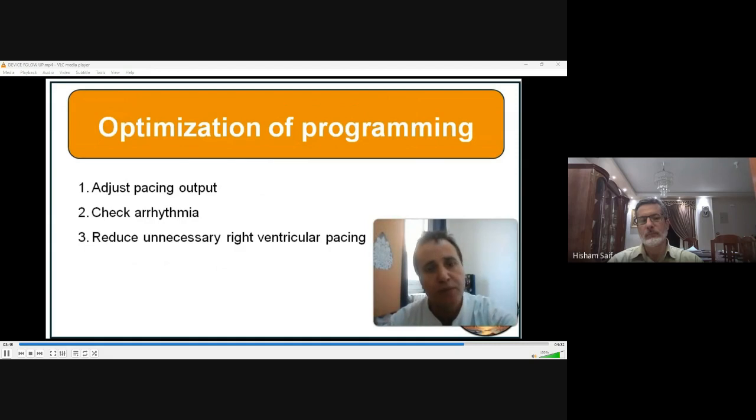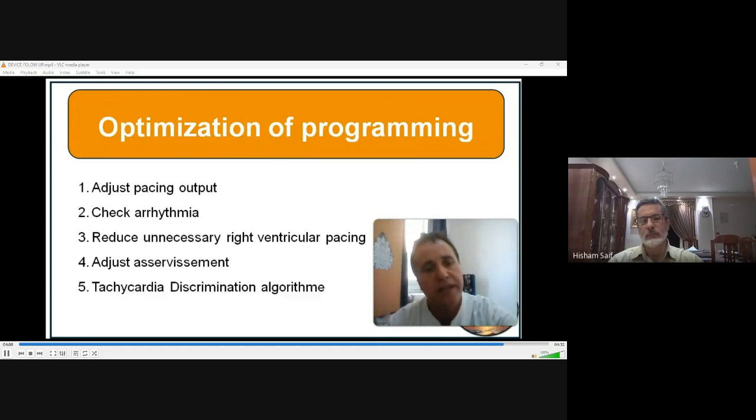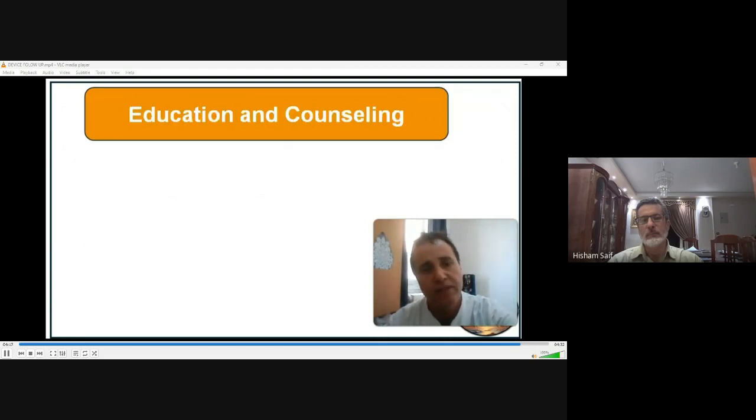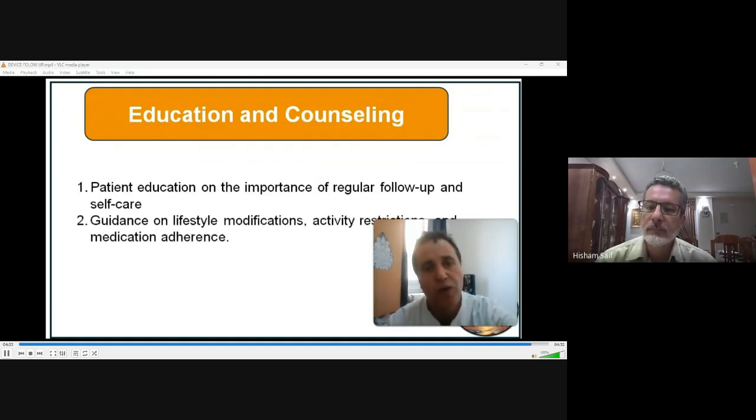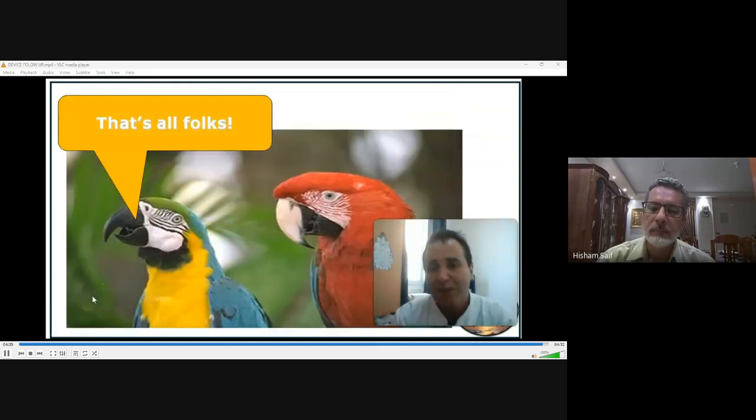By reducing the percentage of unnecessary pacing, by managing AV delay and activating algorithms to provide physiological pacing, and adjusting rate response, accelerometer, or minute ventilation, and for ICD verifying that the tachycardia discrimination algorithm works properly. Finally, education and counseling is mandatory to ensure the ongoing health and well-being of patients with their device. Thank you for your attention.